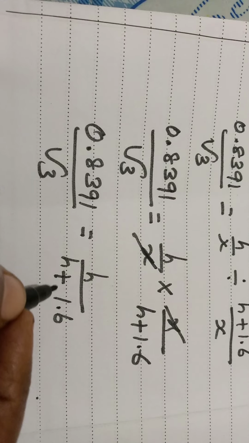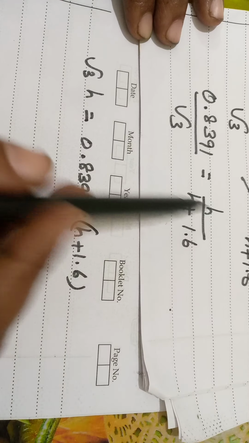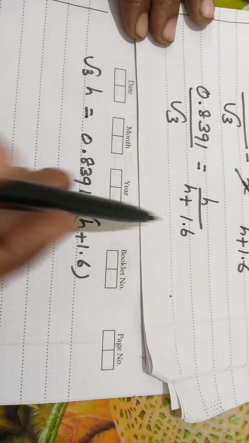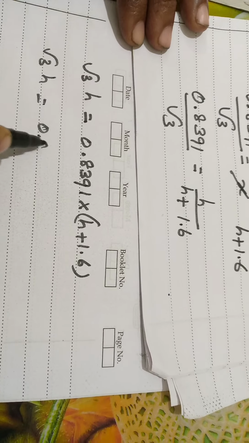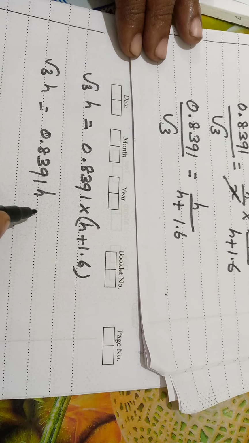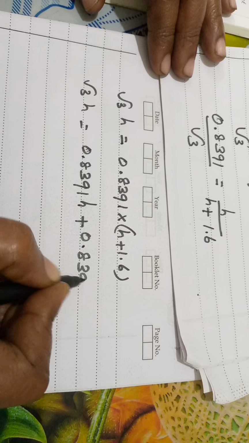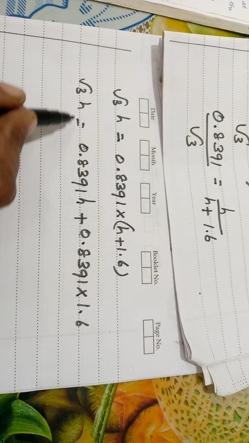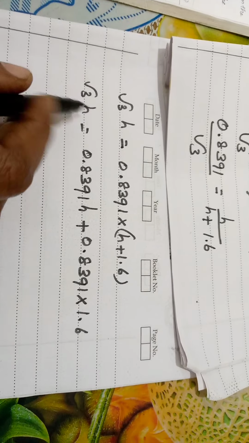Okay. Let us cross multiply it. We get root 3 into heights is equal to 0.8391 into heights plus 1.6, which can be written root 3 into heights is equal to 0.8391 into heights. Okay. Plus this value into this 1.6. 0.8391 into 1.6. Okay. From here this both the heights term take one side. Okay. So root 3 value is 1.732.